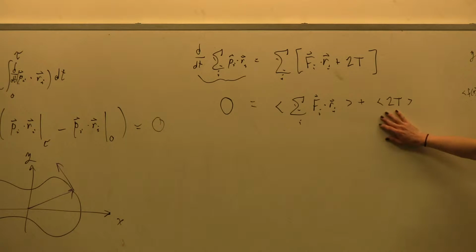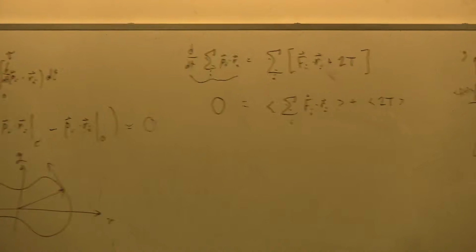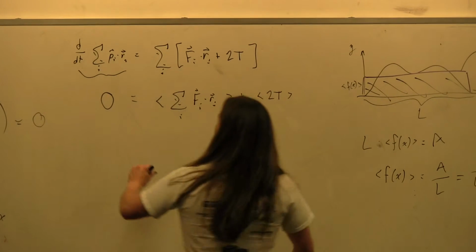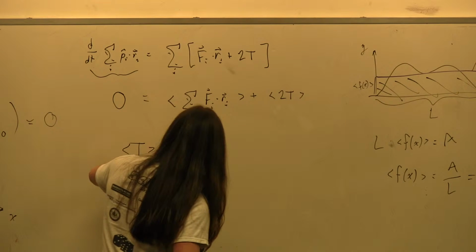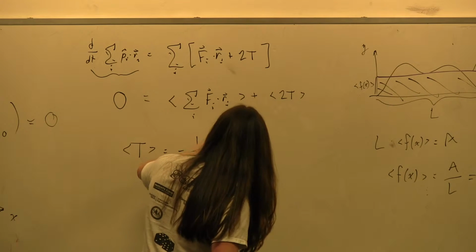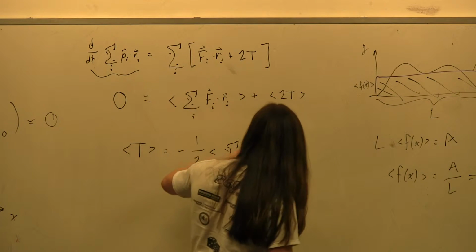The average value of some constant times some other thing is going to be that constant pulled outside; the constant's not going to change, hopefully, averaged over some region. If so, then your mathematics is horribly broken. Then you have that the average value of your kinetic energy is going to be minus 1/2 the average value of this term, the summed term.